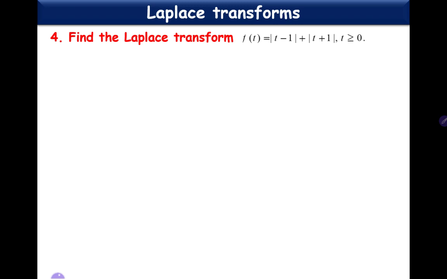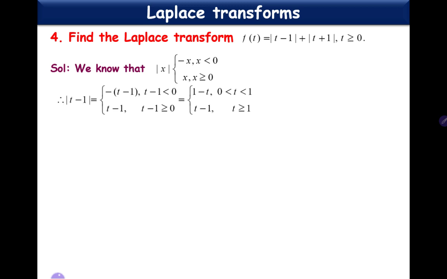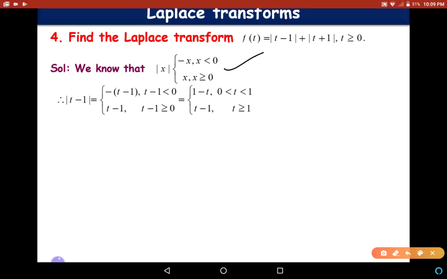First of all, let us define what this function is. For that, we need the definition of mod x. We all know that mod x is equal to minus x if x is negative and plus x if x is greater than or equal to 0. Now in place of x, let us put t minus 1. Then what happens to mod t minus 1 according to the definition of mod x? Mod t minus 1 is minus times t minus 1 if t minus 1 is negative, and t minus 1 if t minus 1 is greater than or equal to 0.